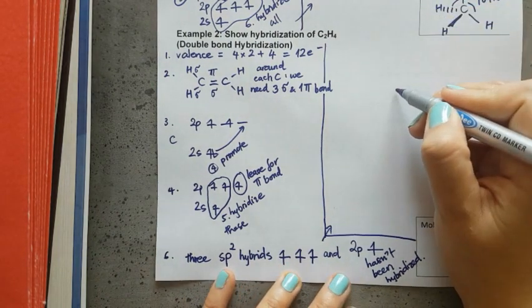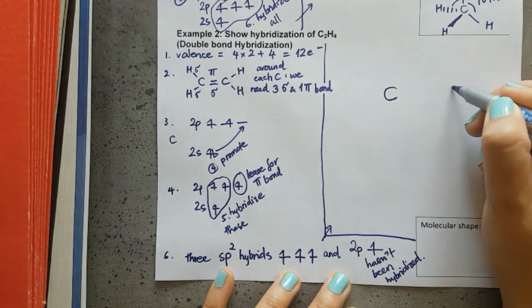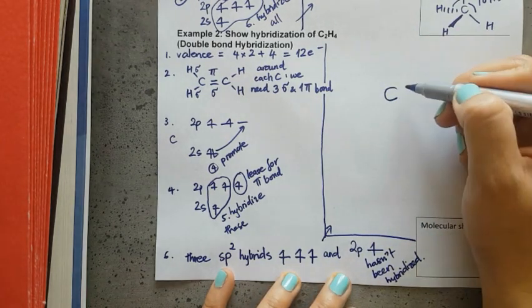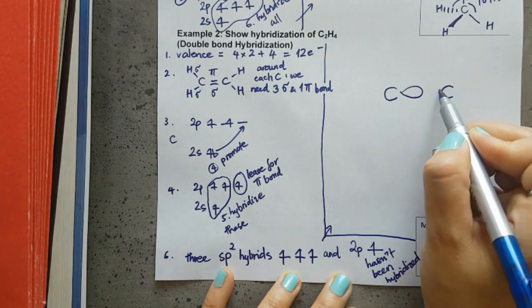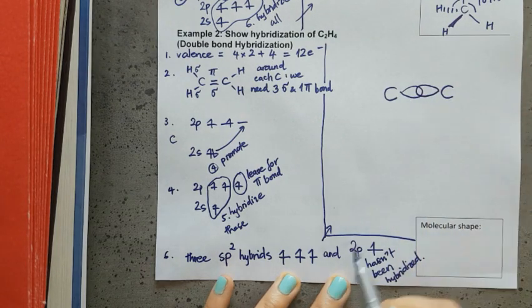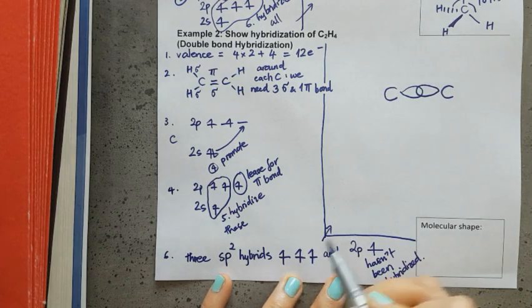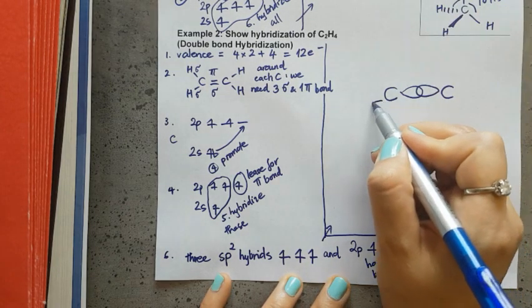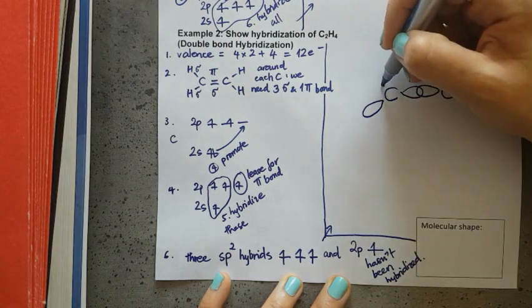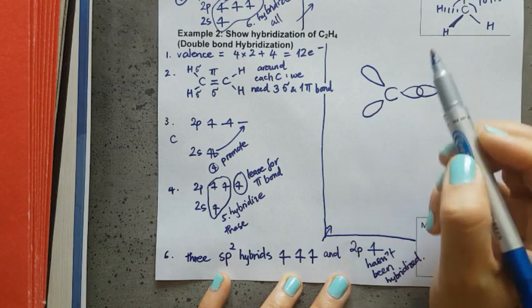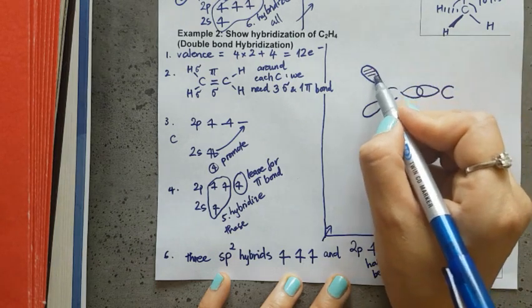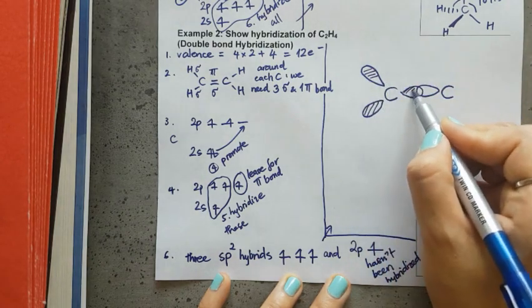So we are going to put the carbon on both sides, and we now know that I am going to show my sp2 because there's 3 of them. So they're going to situate themselves in a way that minimizes repulsion. So 1, 2, 3. These 3 are hybrid.